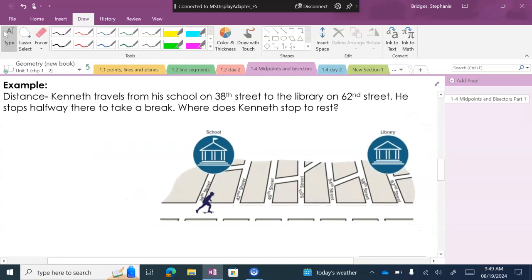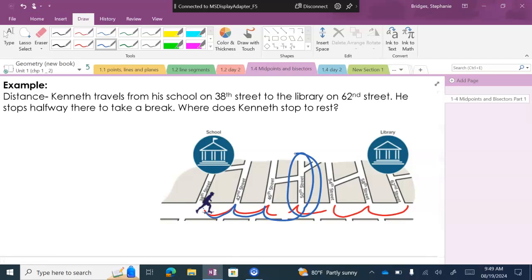There's no numbers on this place, right? So can we just count? 1, 2, 3, 4, 5, 6 streets away. So what would halfway be? 3. So let's count again. What are 3 streets away? 1, 2, 3. So he stops to take a break at 50th Street. Does that make a little bit of sense? Yeah. Okay, flip it over.